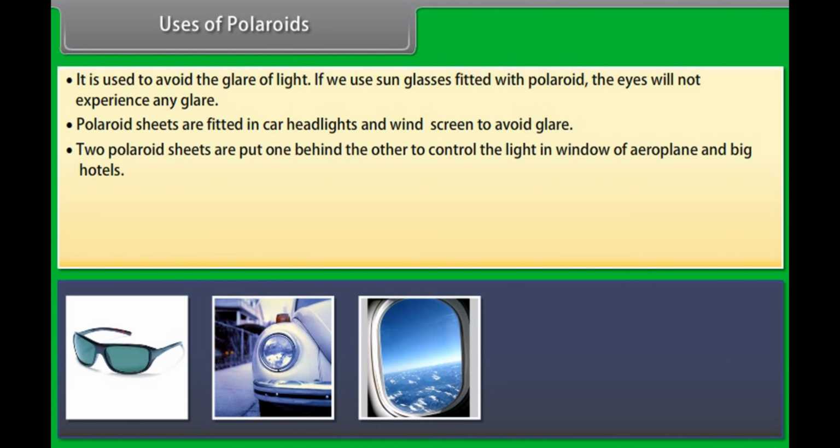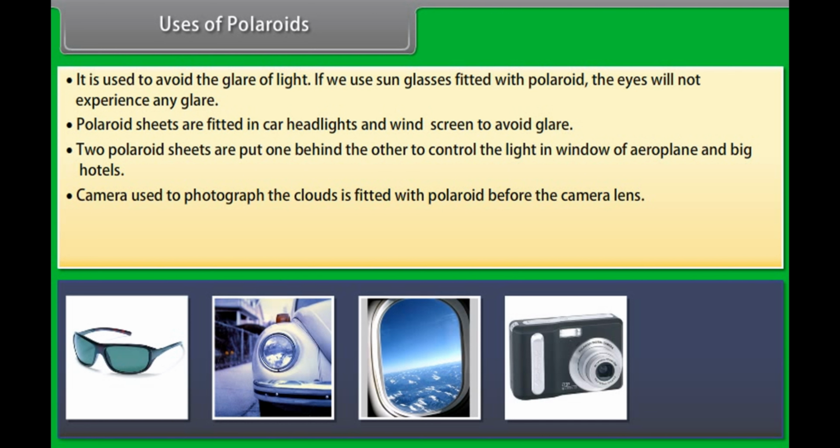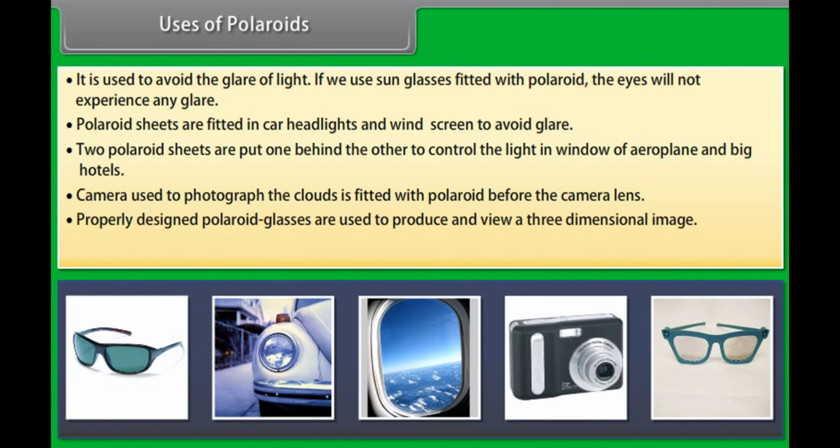Two Polaroid sheets are put one behind the other to control the light in windows of aeroplanes and big hotels. A camera used to photograph the clouds is fitted with Polaroid before the camera lens. Properly designed Polaroid glasses are used to produce and view a three-dimensional image. They are also used for studying optical properties of metals. Malus law.